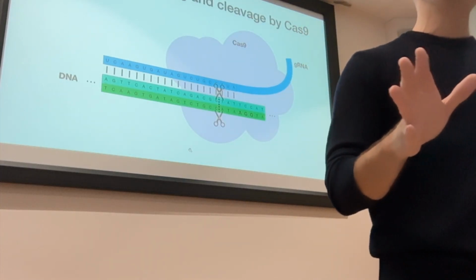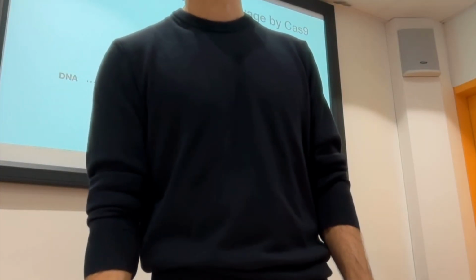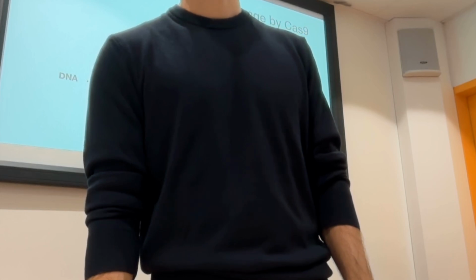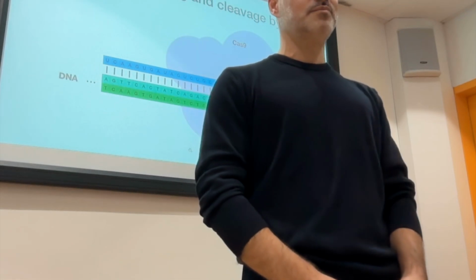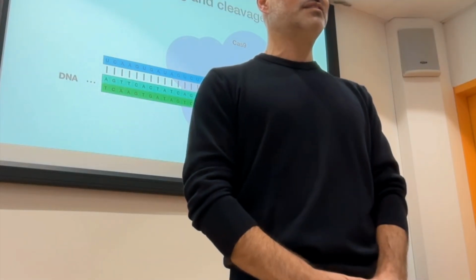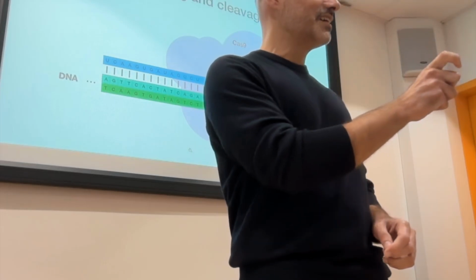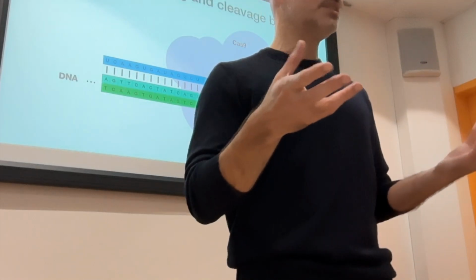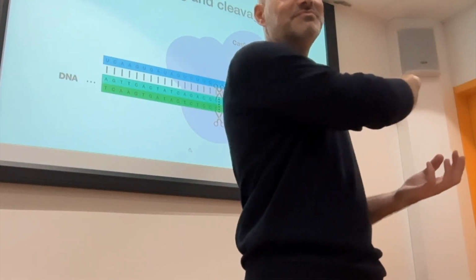Is it clear? Yes? So the whole complex, in case there's no complementary, they do it again. So does that mean that there is more than one PAM site? There are, in the genome, thousands of NGG sequences. So that is going to determine where CRISPR can work. If there is no PAM site, the system will just continue.